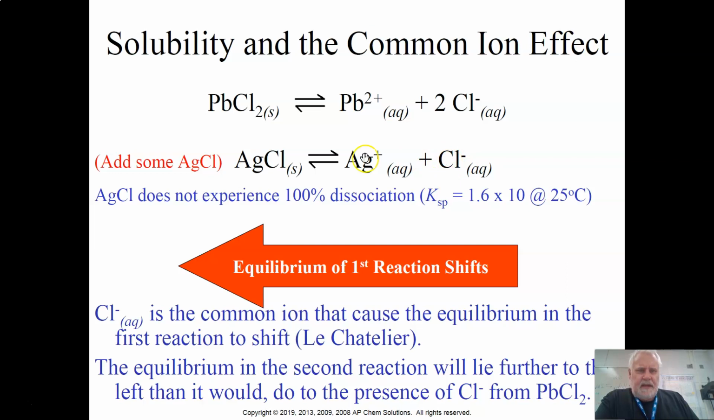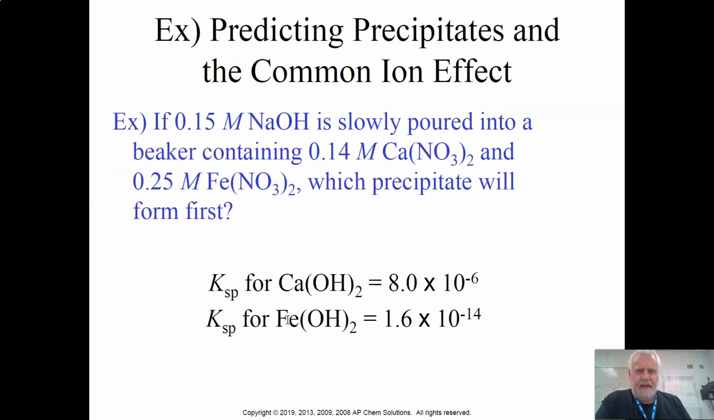Here is another example where we add some silver chloride, which will cause a shift to the left again. So here you're given this is a classic problem that they'll use to test this. So you have these two nitrates. You know they're very soluble. So basically what we're talking about is calcium ions and iron ions at different concentrations. And we start adding very slowly some sodium hydroxide, and we say, which one will precipitate first?